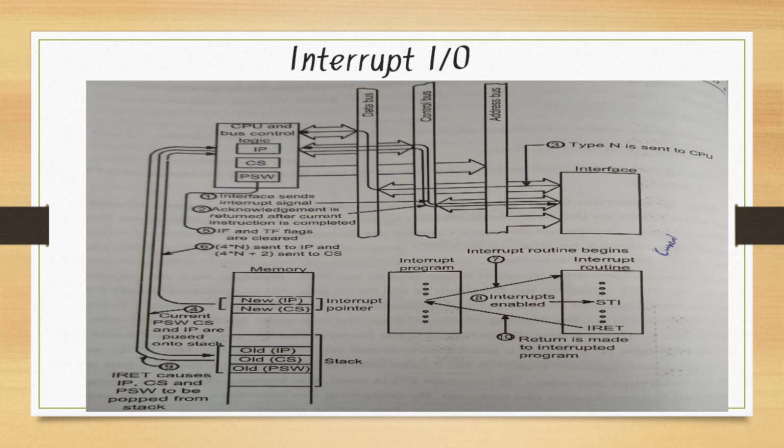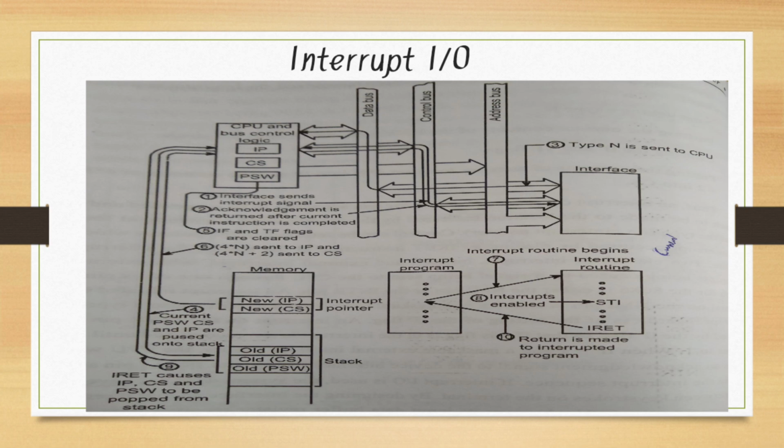Whenever the IRET signal is received from the interrupt program, this signal indicates to the CPU that the instruction pointer, code segment and PSW are to be popped from the stack. Then a return is made to the interrupted program. So that's all for interrupt I/O programming.